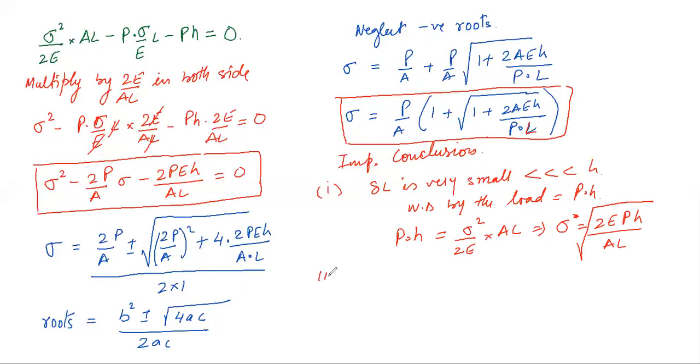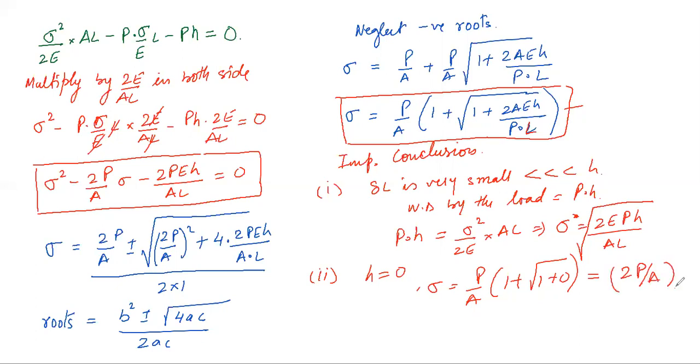Case 2. This is the first conclusion we have defined. Case 2: if h is equal to 0, when you put the value of h equal to 0 in this expression, what is the value of sigma? When we put h equal to 0, this whole term becomes 0, under root 1 is equal to 1, and sigma is defined as P by A times (1 plus under root 1 plus 0), which is 2P by A, right?